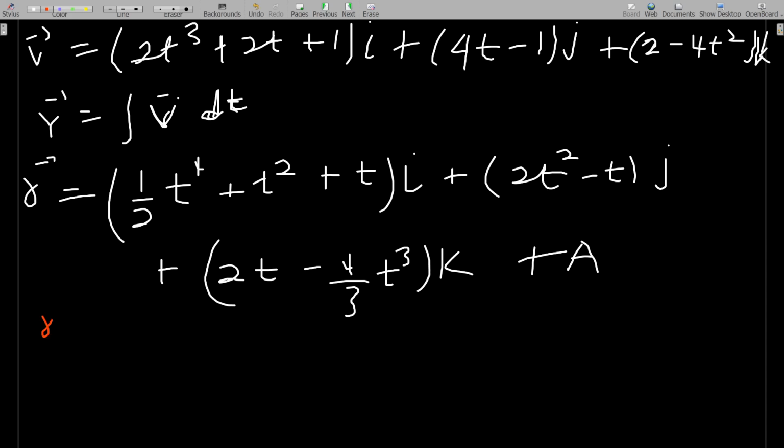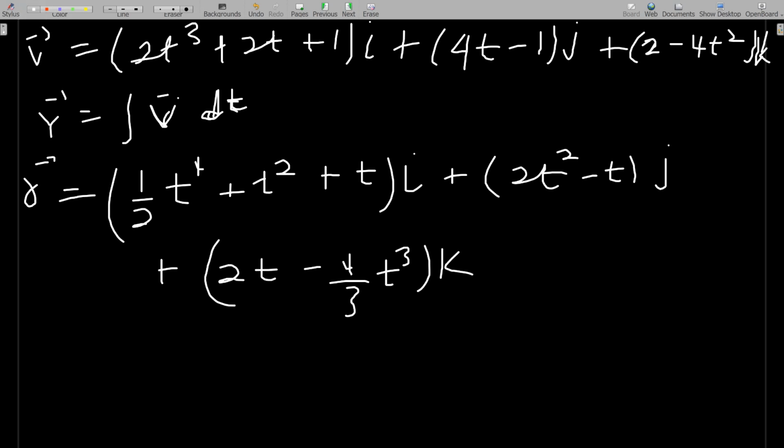So we have r of 0 should give me 0 at the origin. I mean, we said the body started from the origin, and you put it here, you get a to be equal to 0, because you put t equals 0 in all of these components, and get 0 here, 0 here, 0 here, and it's equal to 0 plus a, and then you eventually get a equals 0, right? So we don't need to waste our time on this, because a is 0.